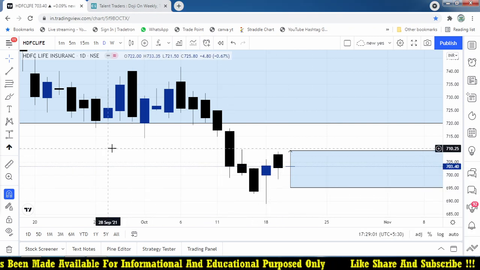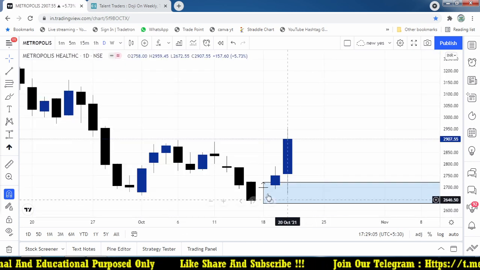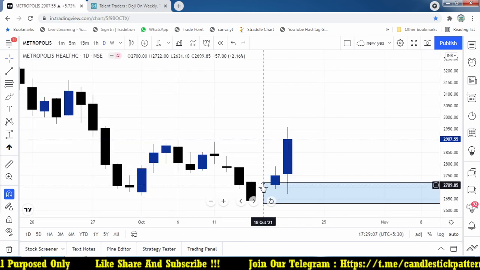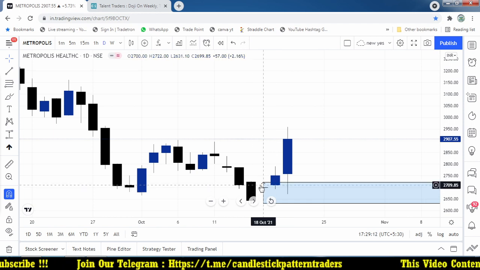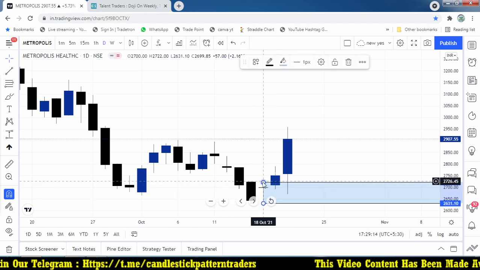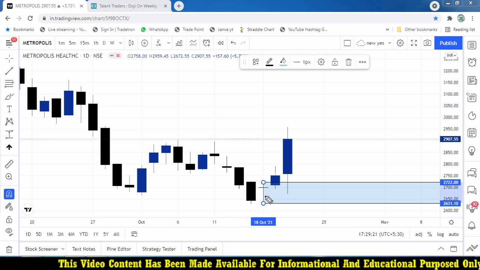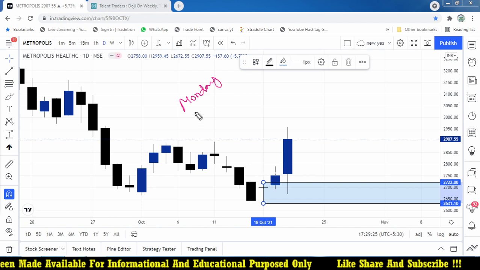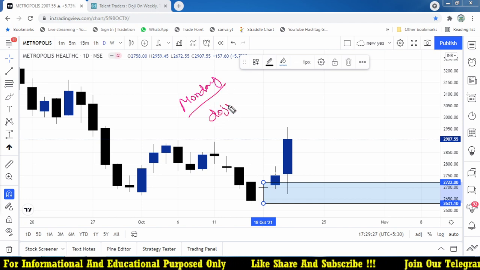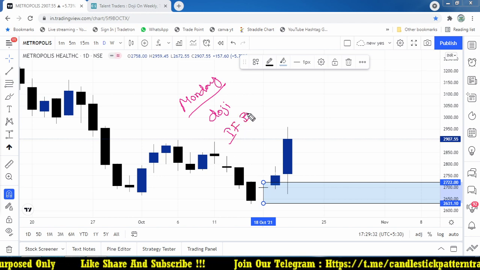And Metropolis, let's say Metropolis. This happened on the first day of this week. Let's see, that is the power. So the entry got triggered at 2722. That is the entry level. So now you understand what I'm discussing here in that trade. This is what happened on the first day. If any stock on Monday forms a DOJI, we will focus on it. If it breaks the high, we are going to buy.